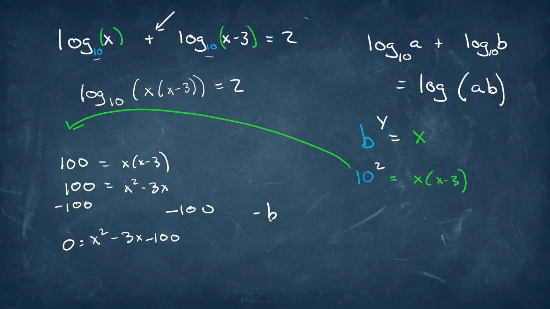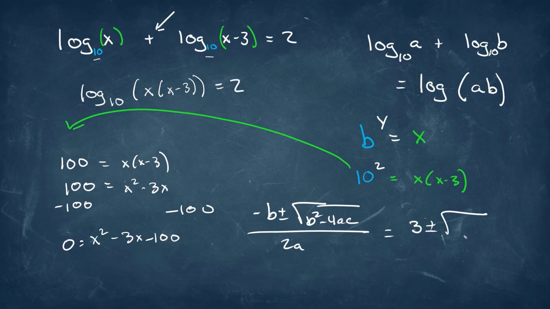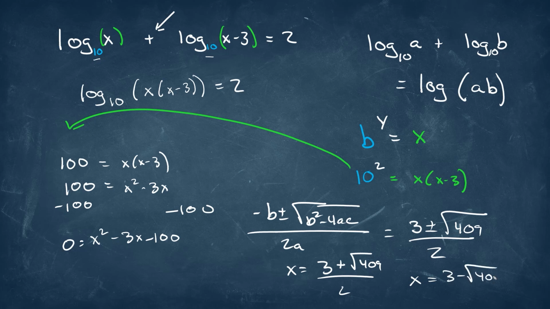And we would use the quadratic formula, which you can find in another video on how to use this completely. And this is going to give us an answer of 3 plus or minus the square root of 409, all over 2. Now this is two answers. We have one value where we have the plus, and one value where we have 3 minus the square root of 409 over 2. Now this is going to be roughly equal to 11.611 and negative 8.611.